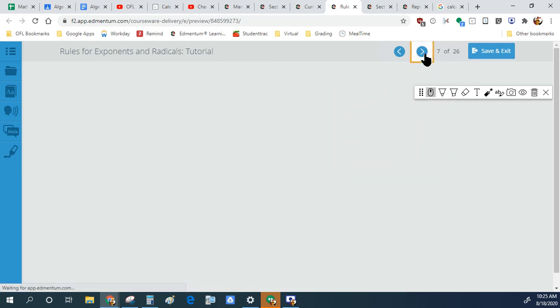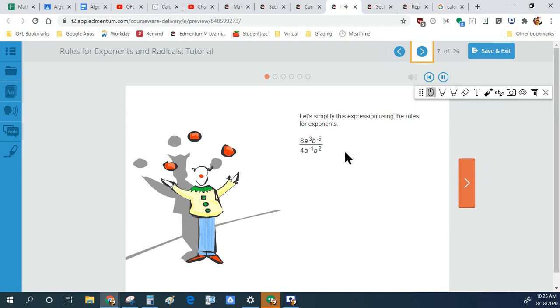Cool. And now they're going to talk about these. Basically, whenever you are doing exponents, it's nice and simple. Just focus on the coefficients, in other words, the numbers in front of your variables. So what's 8 divided by 4? Sorry, that's 2.